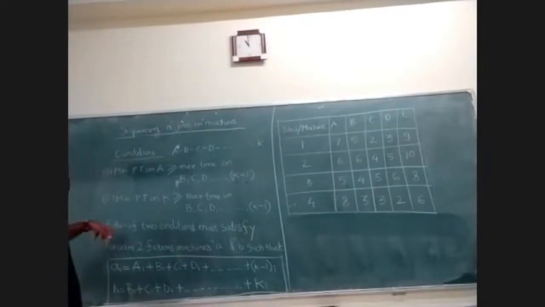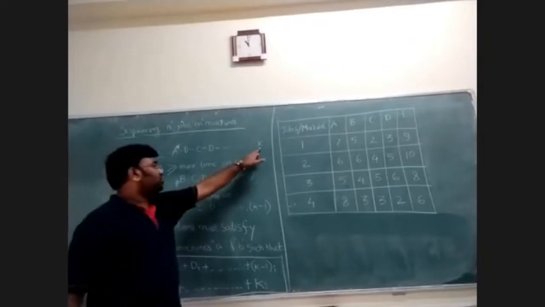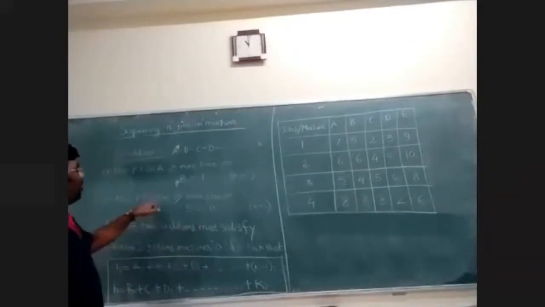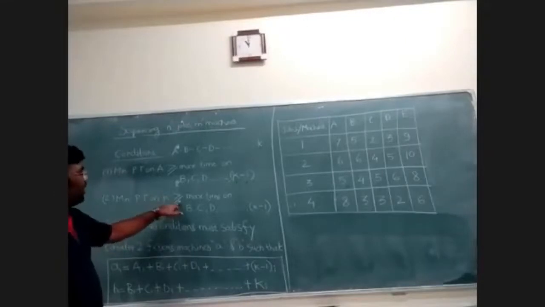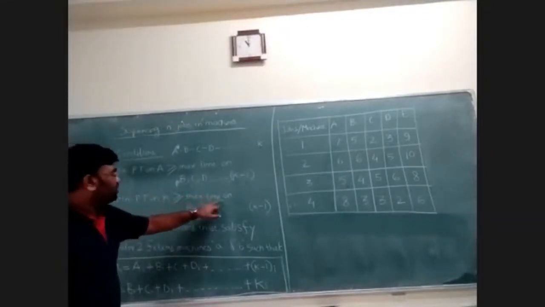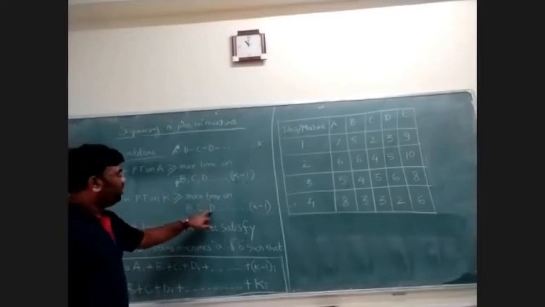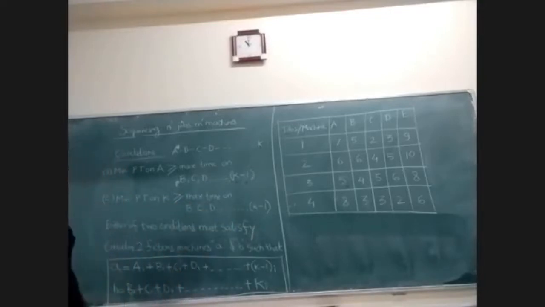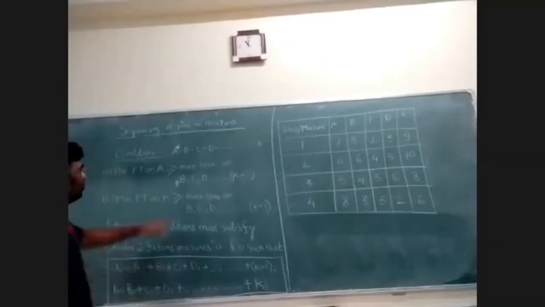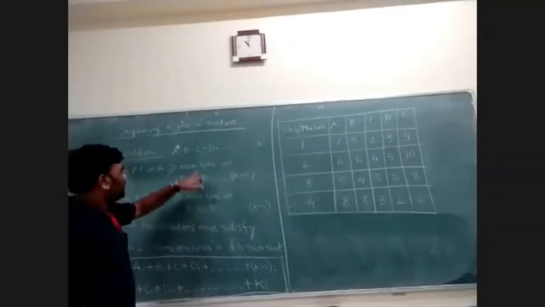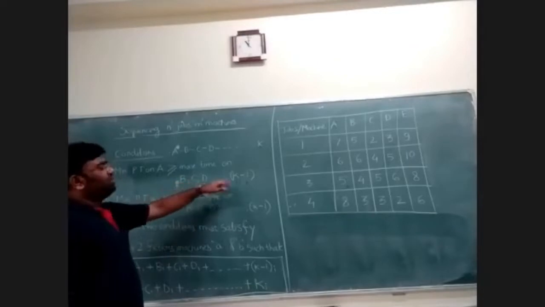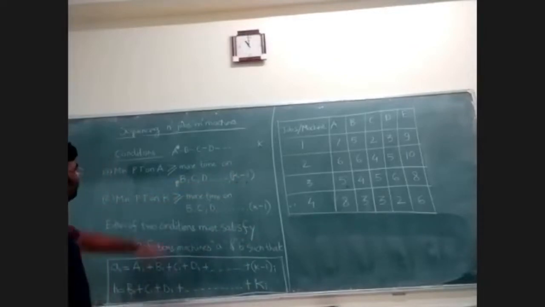The second condition is the minimum processing time on K. What is K? K is the last machine. So the minimum processing time on K should be greater than or equal to the maximum processing time on machines B, C, D till K minus 1. If you see both of the conditions, the RHS term is remaining constant. The RHS term is the maximum processing time on machines B, C, D till your second last machine. So RHS remains constant and only the LHS is changing.